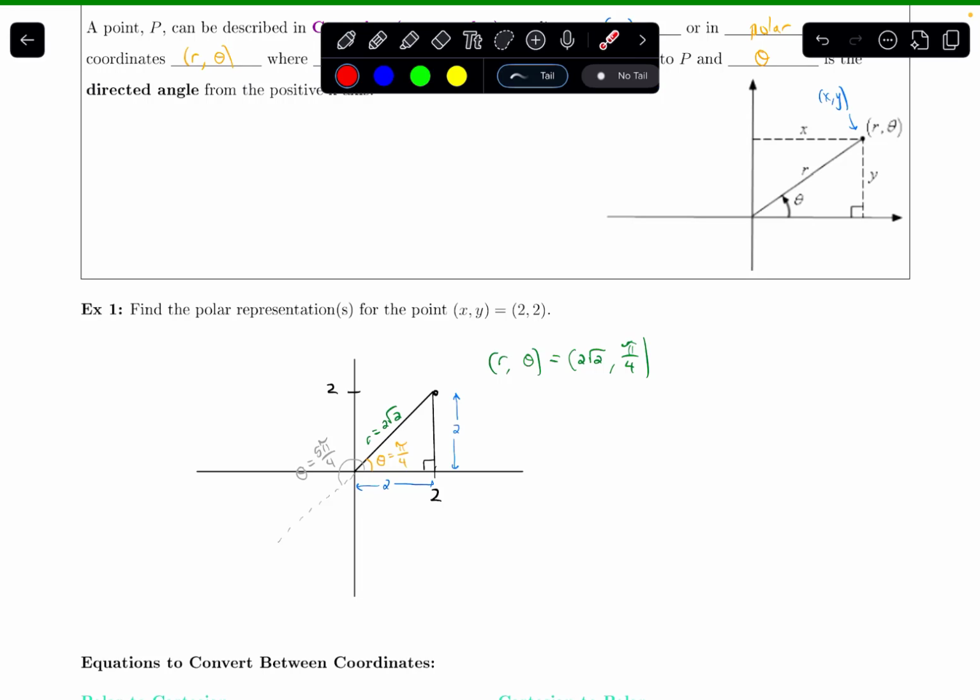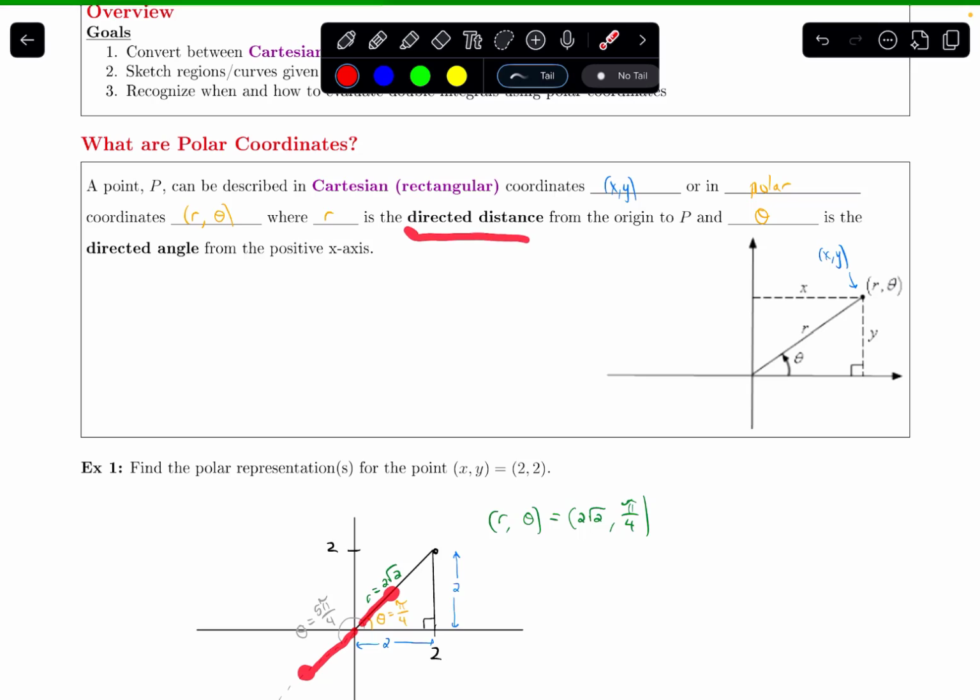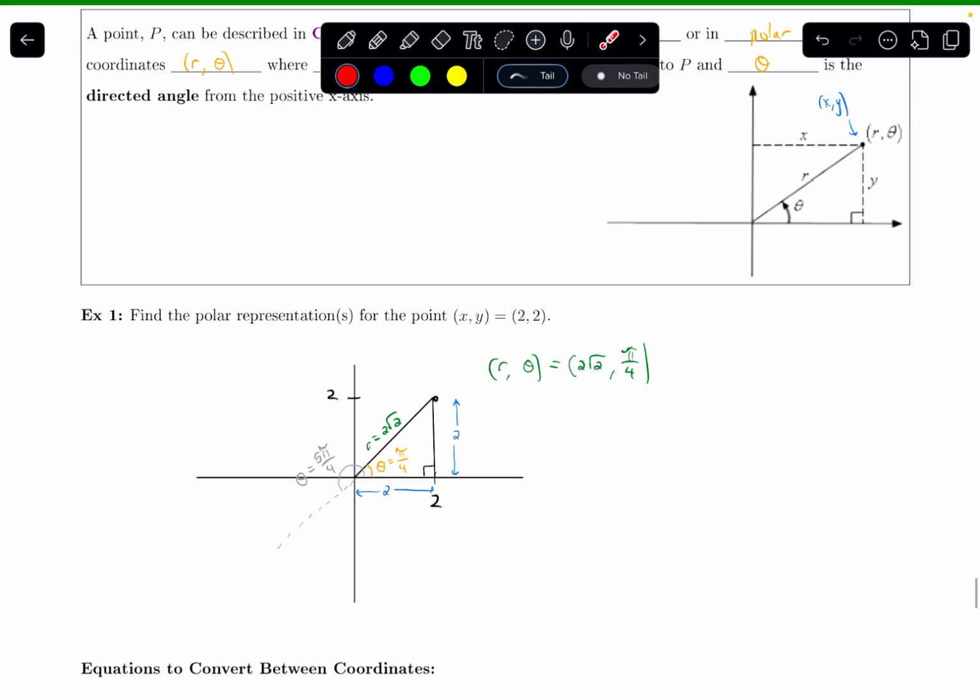And if I now took a value of r, some positive r value, that would be going this way. But if I took a negative value of r, I would be going the opposite direction. And this is what the term directed distance means. Based on what theta is, if theta is 5 pi over 4, if I now go in that direction along that line, that's a positive r value. But if I go in the opposite direction from there, that's going to be a negative r value.